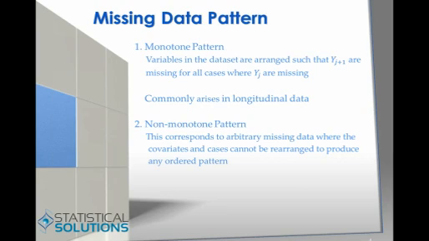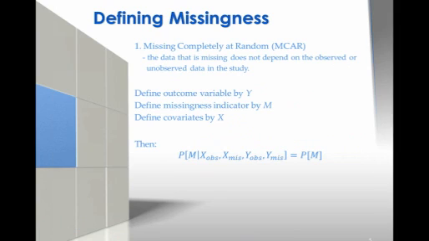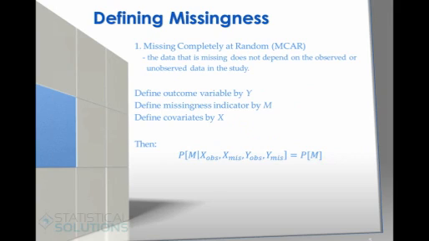It's important to take this into account, and again I'll explain this in a minute. So once you've looked at the missing data pattern in your data, you have to go about defining what type of missingness exists. There are three main types of missingness: missing completely at random, missing at random, and missing not at random.